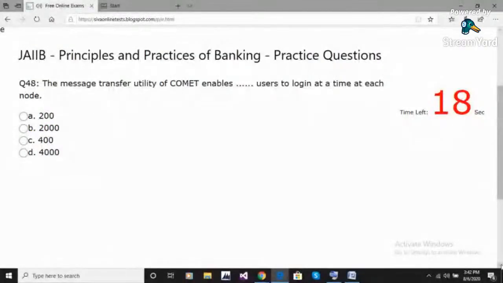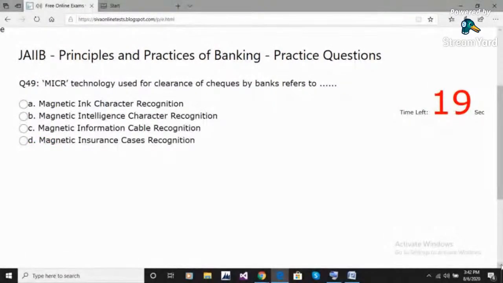Question 48. The message transfer utility of Comet enables users to log in at a time at each node. Option A. 200. Option B. 2000. Option C. 400. Option D. 4000. Answer C. 400.